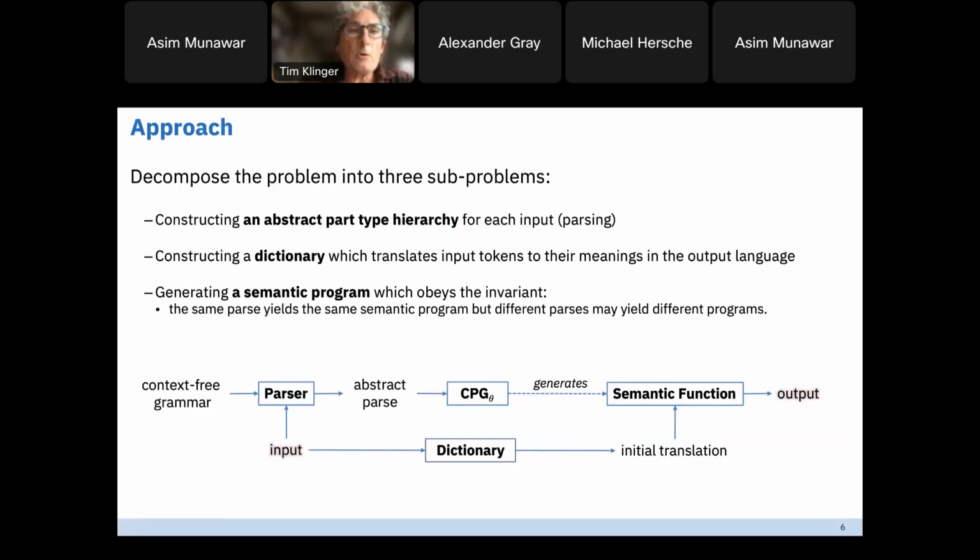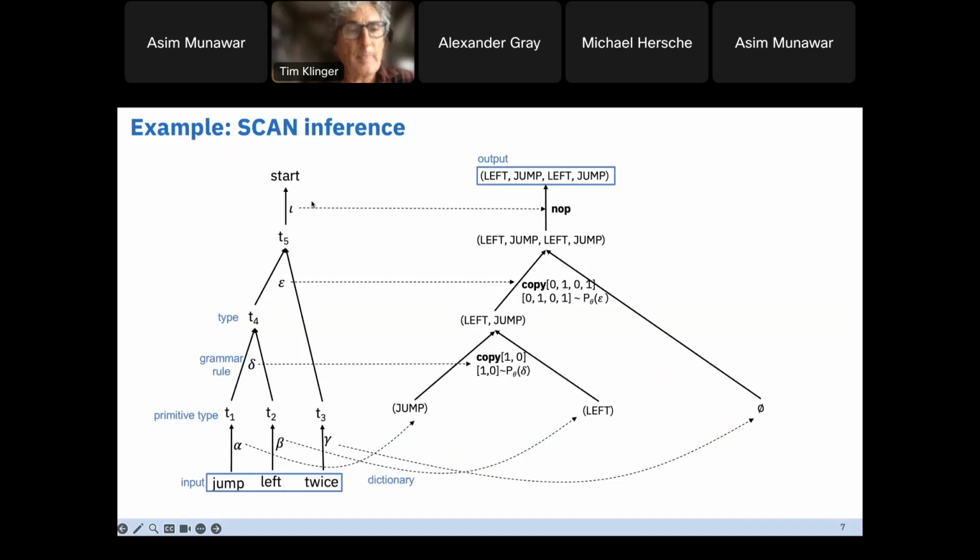So, okay, our approach: remember, we're doing sequence to sequence problems. You have an input. In our case, we supply a context-free grammar of the input language, and we generate a parser. So we're able for each input to construct an abstract parse tree. If you look on the left of this diagram, it shows you what such an abstract parse tree looks like. There's rules, alpha, beta, gamma, delta, epsilon, iota, and they apply to the words, and they parse the words into abstract types, T1, T2, T3, T4. This is what we're looking for from an abstract part type hierarchy.